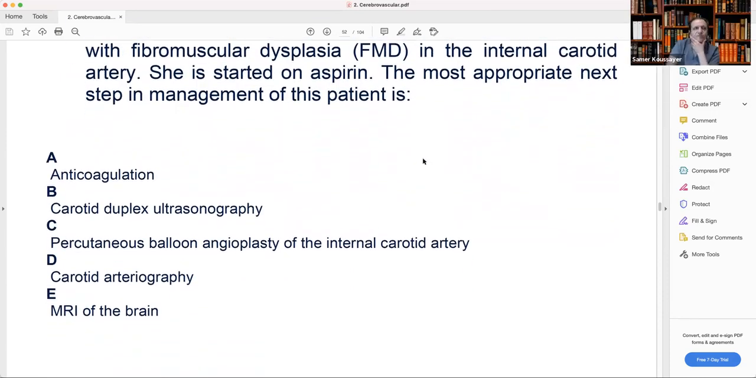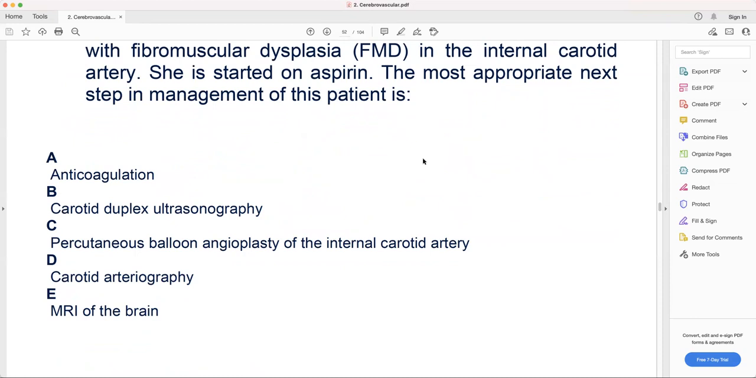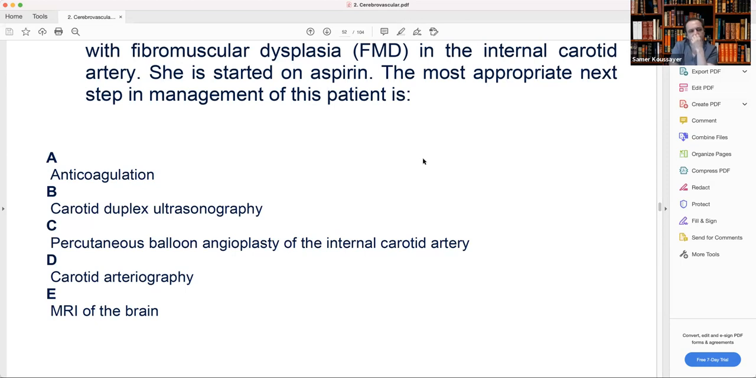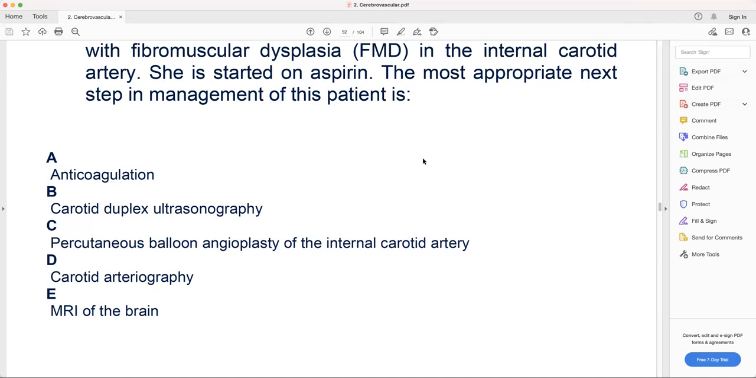All right, let's see the options. The first one, anticoagulation. No, usually we give antiplatelets, as we said. Correct. Carotid duplex ultrasound: the patient already has a Doppler, not a duplex, so she might need it. Percutaneous balloon angioplasty of the internal carotid artery: we said she's asymptomatic, so no need for intervention. Correct. Carotid angiogram: I will not go for that as the next step. MRI of the brain is also not the first step. So it's B, carotid duplex ultrasound.